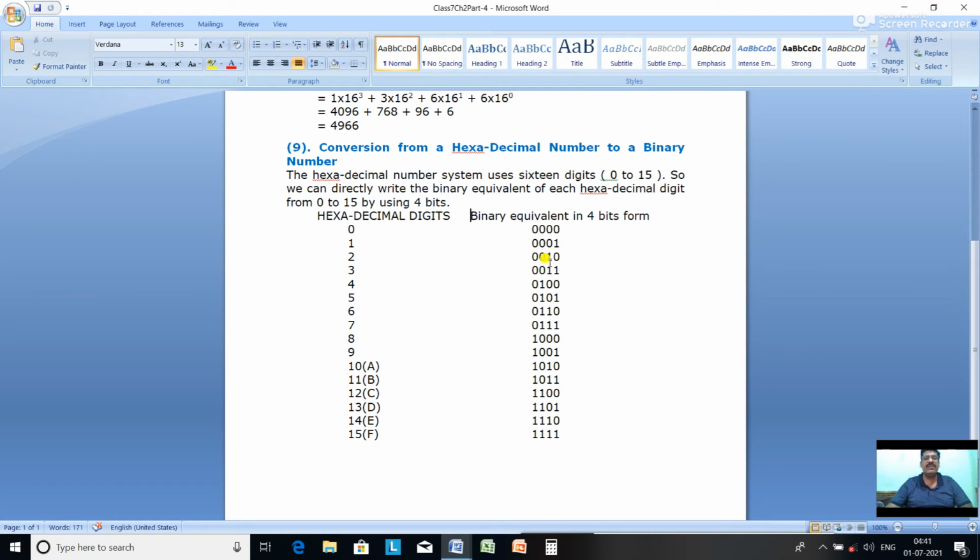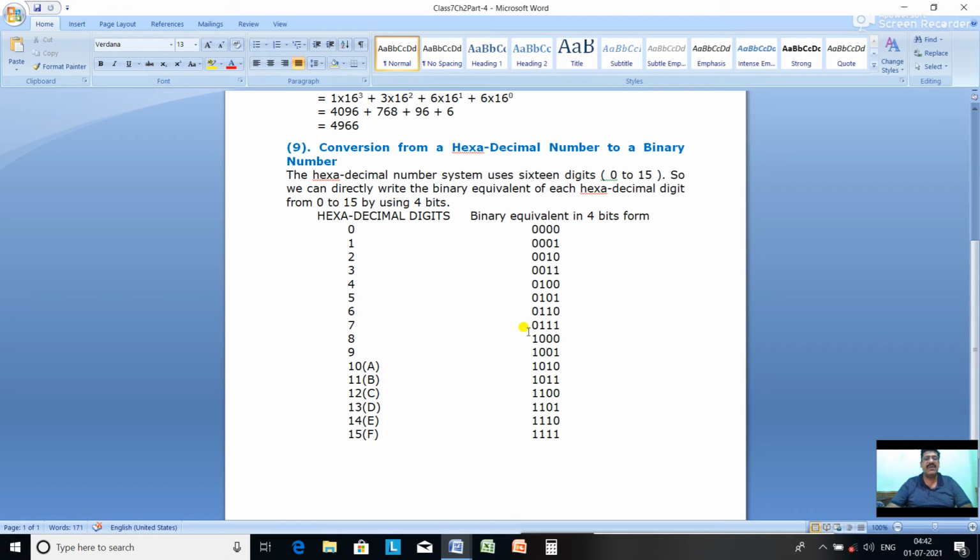Binary of 2 is 10. To make it 4 bit, we will put 00 on the left side. Binary of 3 is 11. To convert into 4 bit, on the left side we will put 00. Binary of 4 is 100. To convert it to 4 bit, put 0 on the left side. Binary of 5 is 101. To make it 4 bit, put 0 on the left side. Binary of 6 is 110. To make it 4 bit, put a 0 on the left side.